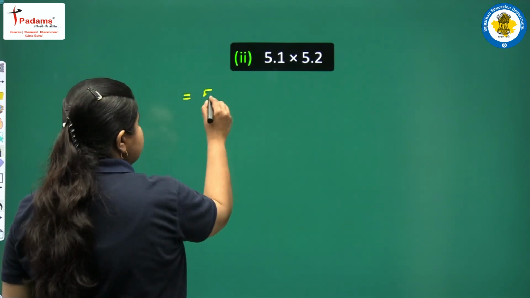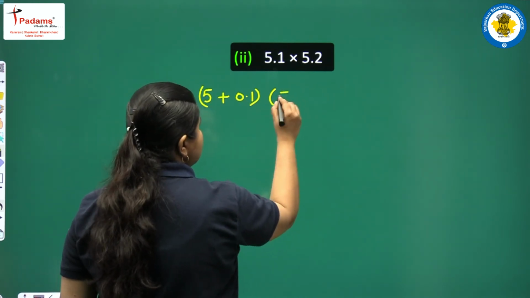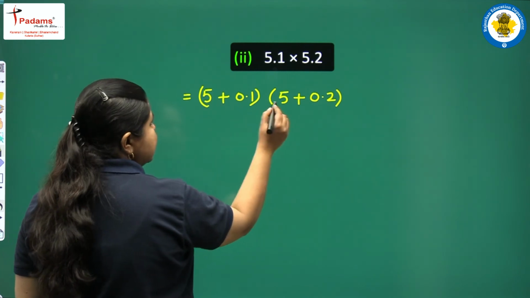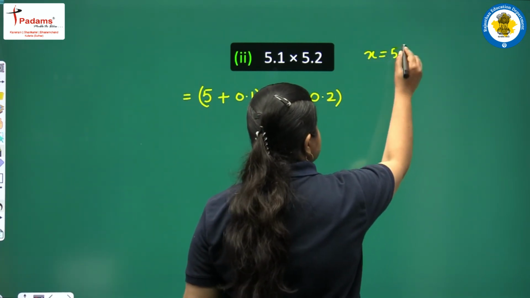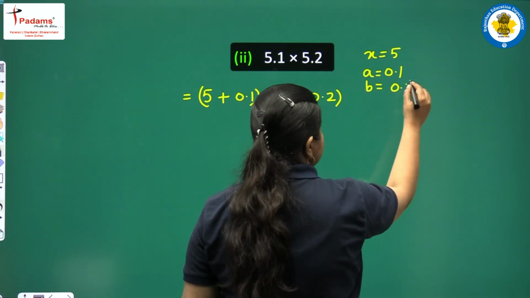We can write 5.1 as 5 plus 0.1 और 5.2 को आप लिख सकते हैं 5 plus 0.2. यहाँ पर भी आप देखेंगे ये फर्स्ट टर्म सेम है, तो x की जगह तो आपका आ गया 5, a की जगह आपके पास है 0.1 और b की जगह है 0.2.